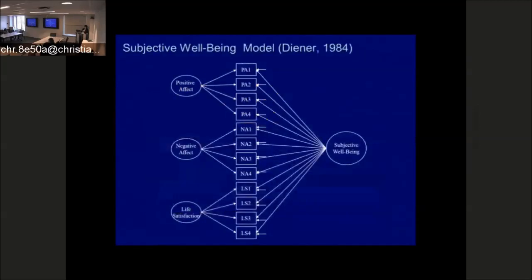Let's use Diener's model as an example. He is a very well-known researcher in well-being research. Let's use his subjective well-being model as an example. It has three components: positive affect, negative affect, and life satisfaction.